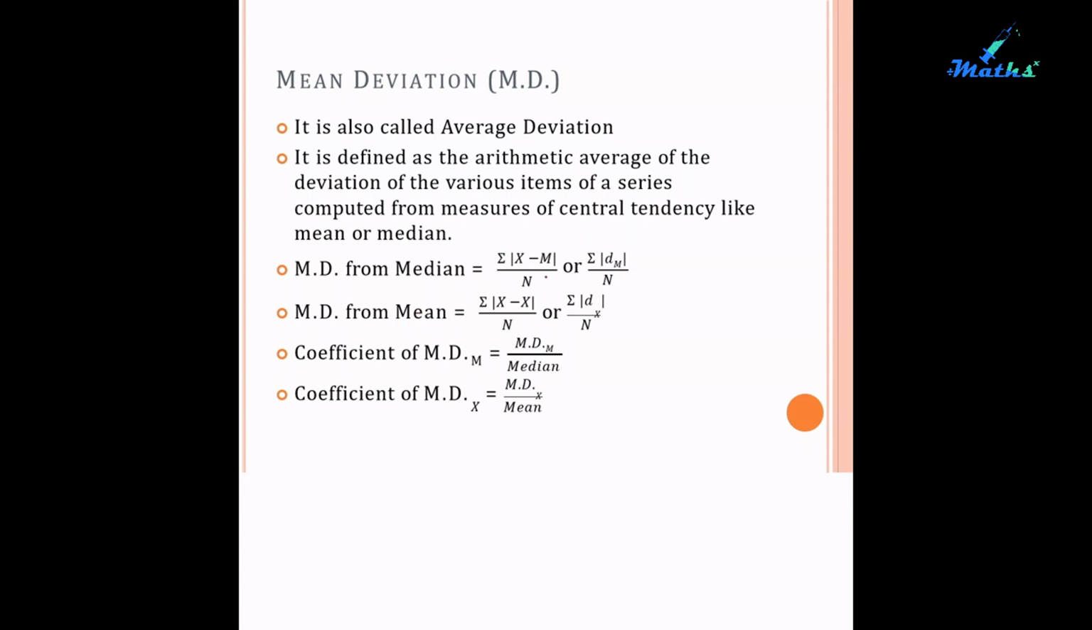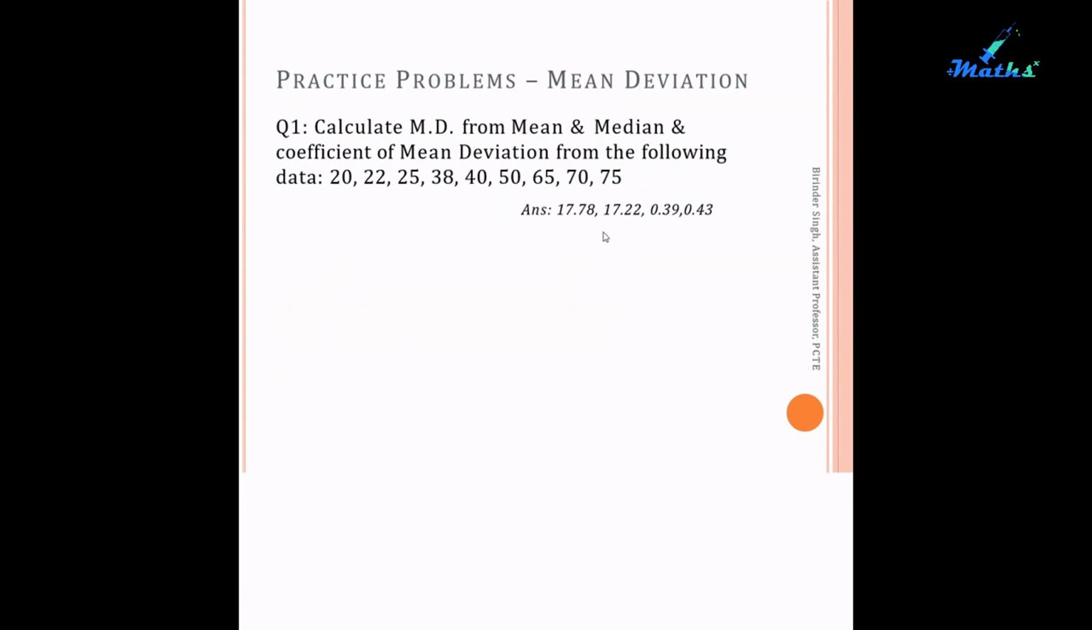MD for median is equal to the total of |x minus M| divided by n, and the MD for mean is the total of |x minus x̄| divided by n. Coefficient of MDM is equal to MDM divided by median, and the coefficient of MDX is equal to MDX divided by mean. So this is the function of the mean deviation. And for the mean deviation, I think you guys can really understand it. So we will do one question for it.